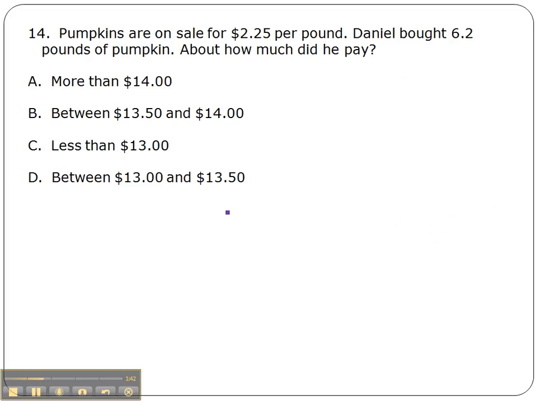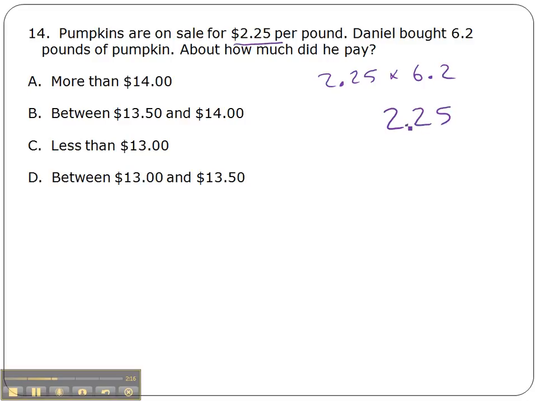Problem 14. Pumpkins are on sale for $2.25 per pound. Daniel bought 6.2 pounds of pumpkins. About how much did he pay? Well, he paid $2.25 for each pound. So 225 times 6.2 pounds. And we just need to remind ourselves, let me write it this way first, 225 times 6.2. The trick we learned for multiplying decimals is just ignore the decimal and multiply them as if the decimal wasn't there at first. So this is like 225 times 62.